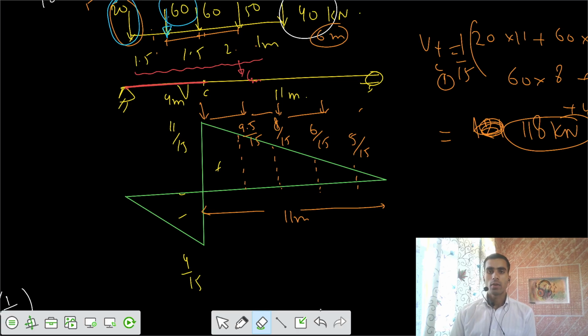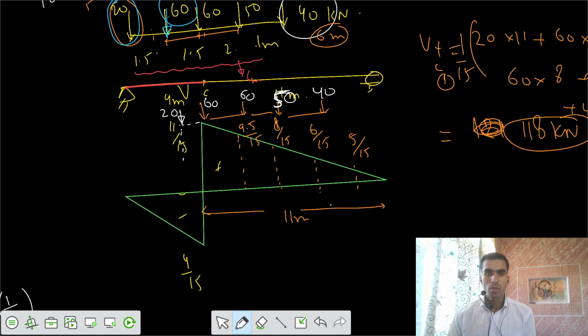So let's try to keep that 60 on the peak. That means your 20 kilonewton would be on the left side of the section. Won't be there. So I would say your 20 kilonewton would be here. 60 would be on the peak. And next to 60 would be here. And 50 would be here. And 40 would be here.